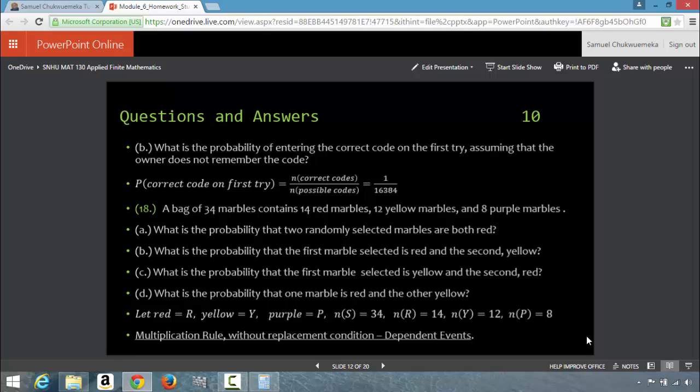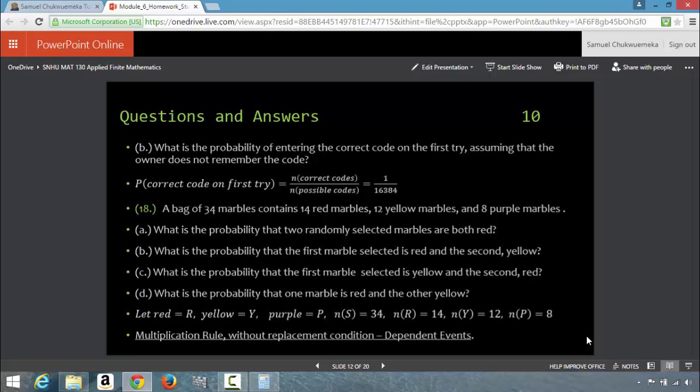B. What is the probability that the first marble selected is red and the second yellow? So this is what we call in order. They told us in this one that it is in order. First is red, second is yellow. C. What is the probability that the first is yellow and the second red? This is still in order. D. What is the probability that one marble is red and the other yellow? So in this case, it is without order.